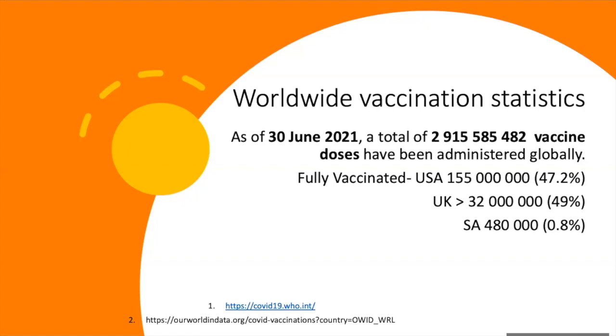So that's quite impressive. In the UK, they've got 32 million fully vaccinated people, which is 49% of their population. And in South Africa, unfortunately, we've only got 480,000 people who've been fully vaccinated, which is only 0.8% of our population. So we do have a long way to go.